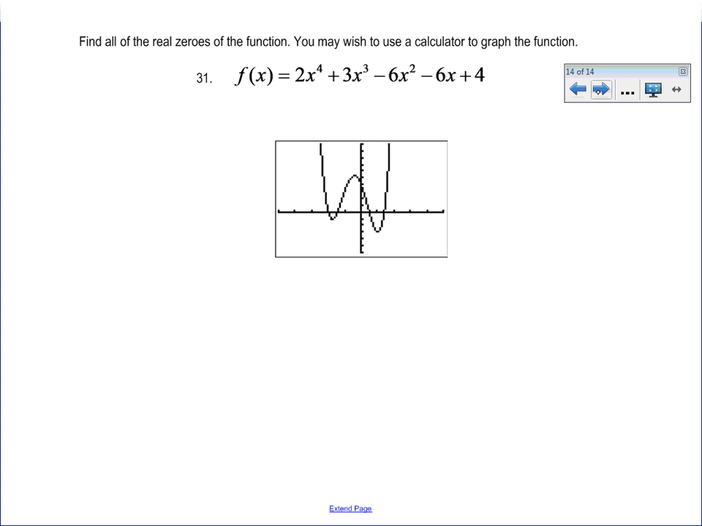Moving on to problem 31. I have this graph here. It's in a slightly smaller window to try and make it easier to see. And the only zero I know is when x equals -2. Now, I know there's a zero between 0 and 1, and there's a zero between 1 and 2, but I don't know what x values make those zeros pop up.